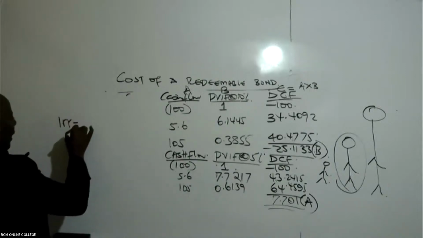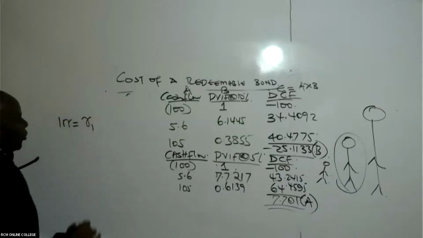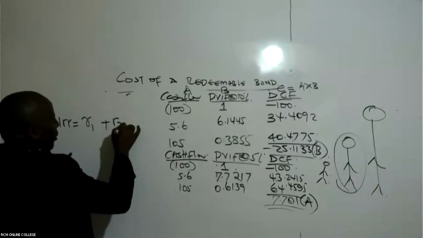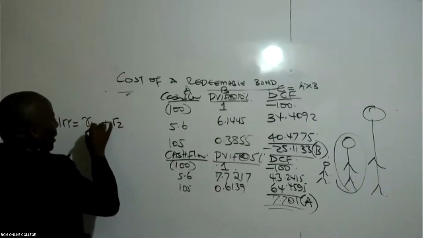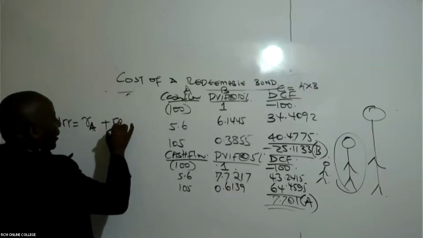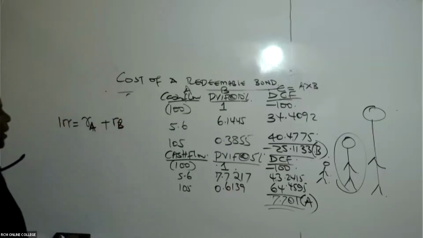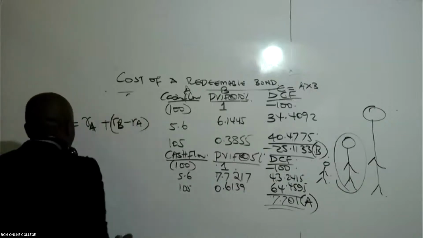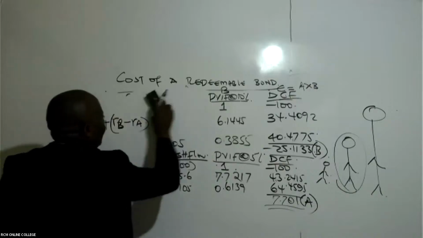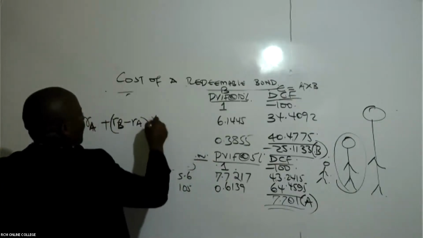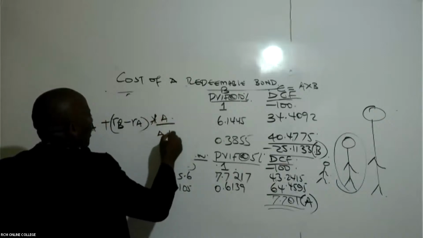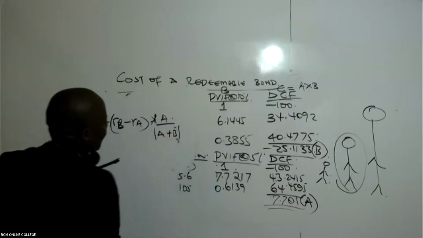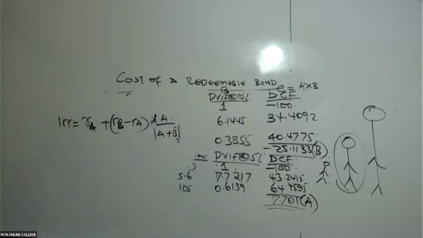To get IRR, we take rate 1 plus rate 2, or we talk of rate A plus rate B. So rate B minus rate A, times A over A plus B. But now remember, this must be absolute. This must be what you call an absolute sum.